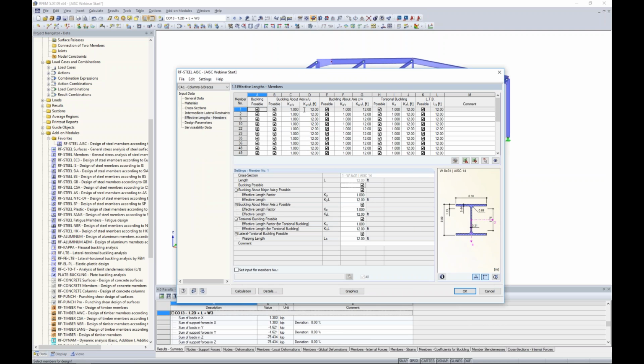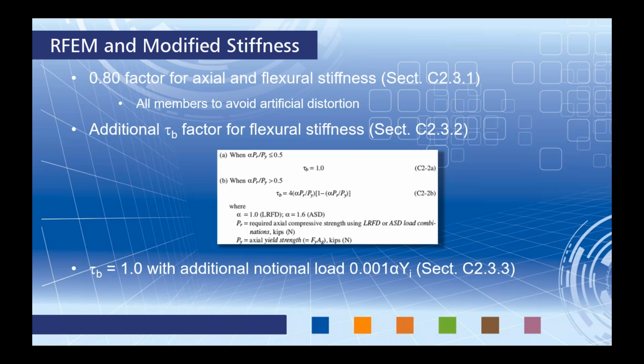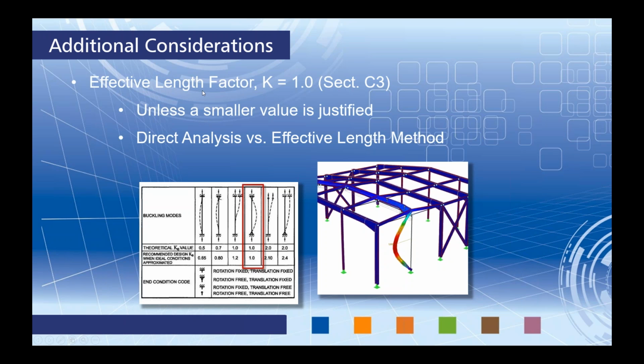So one thing to note, I'm going to jump back to the PowerPoint here very quickly, is that the effective length factor in section C3 says that we can use 1.0. This is unless a smaller value is justified, but the conservative approach is to use 1.0. Now this is a very huge difference between the direct analysis versus the effective length method. With the effective length method in Appendix 7, we have to figure out what our K factors are, whether that's the recommended value or the actual value. That's a big difference in the approach between the two different methods.